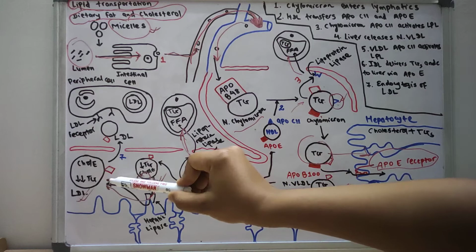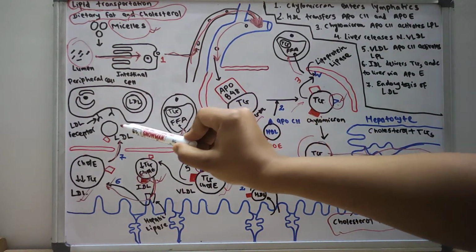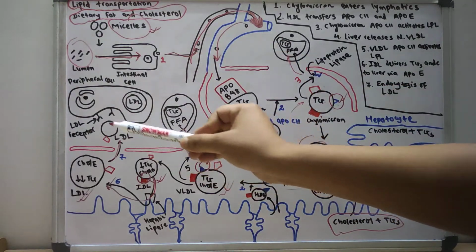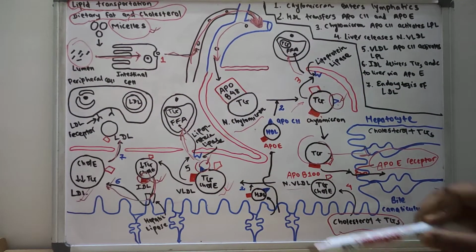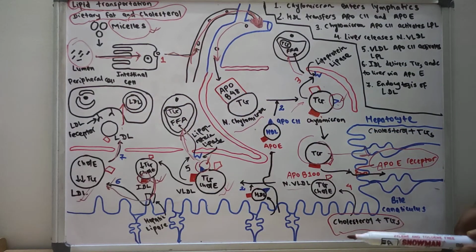So ultimately the low density lipoprotein will be taken up by the peripheral cells by endocytosis. The peripheral cell has the low density lipoprotein receptor, and the low density lipoprotein will eventually be taken up by the peripheral cells.